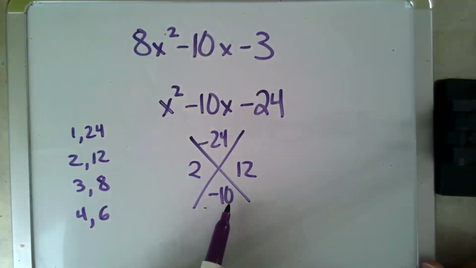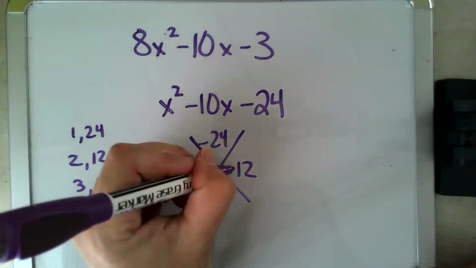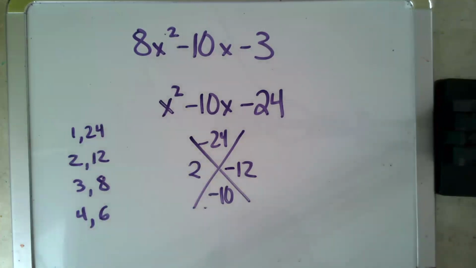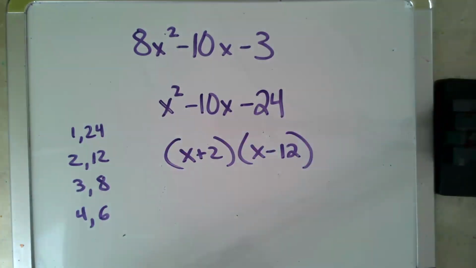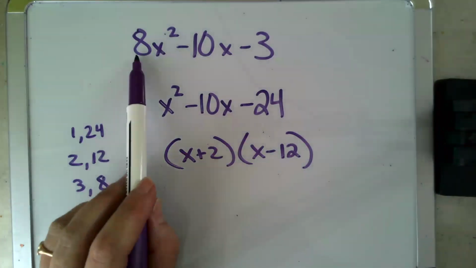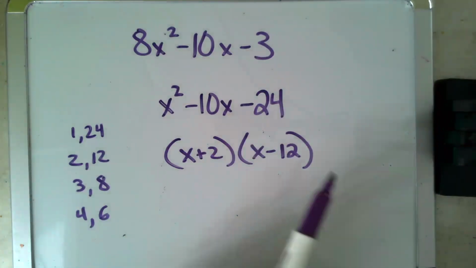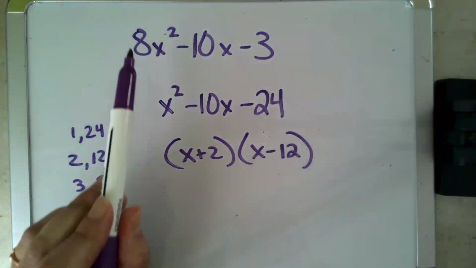And again, since I need my b to end up being negative, that means the larger of these two is negative. Now, because I don't have a coefficient of my x squared at this moment, these are the two things that will go in my parentheses. So my next step looks like this. Okay, but we know that that isn't the end of things because, first of all, 2 and negative 12 don't multiply to our negative 3, and x and x don't multiply to our 8.